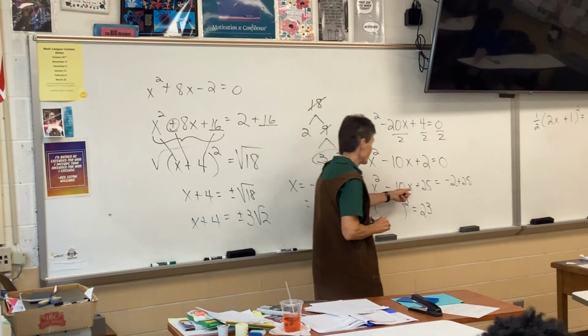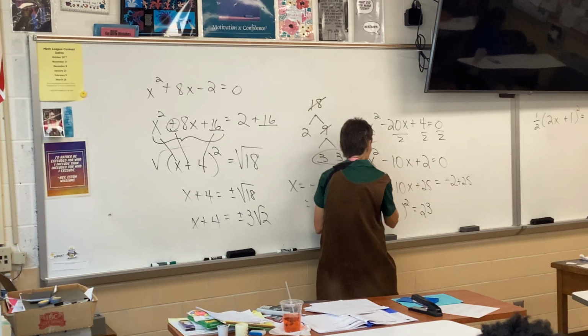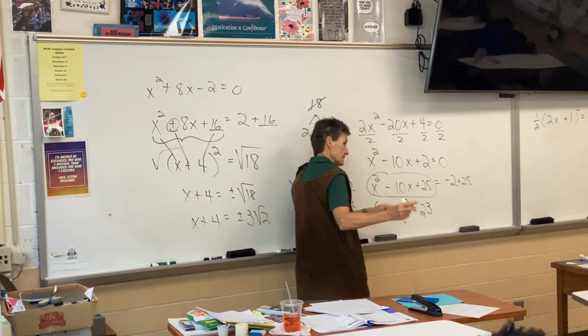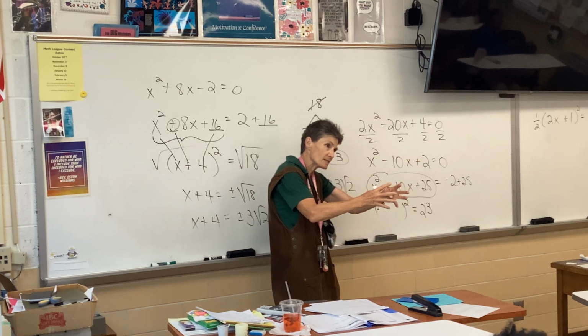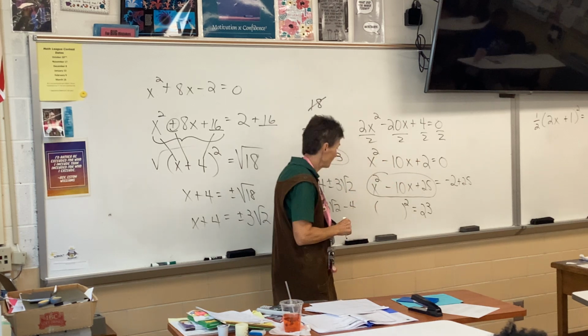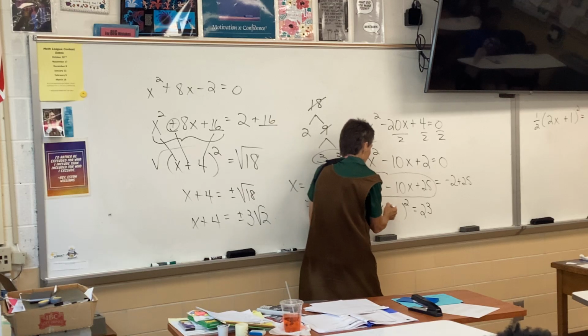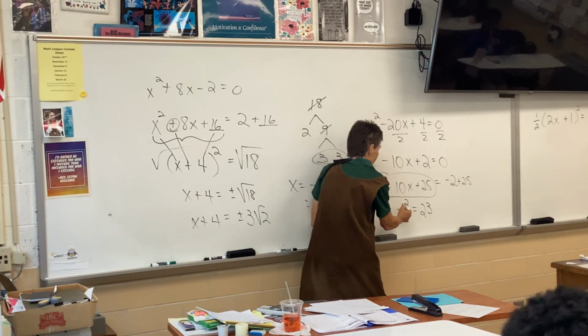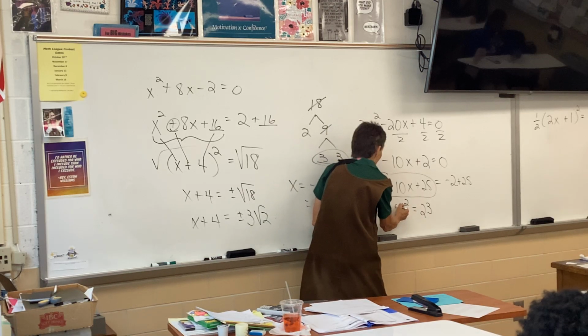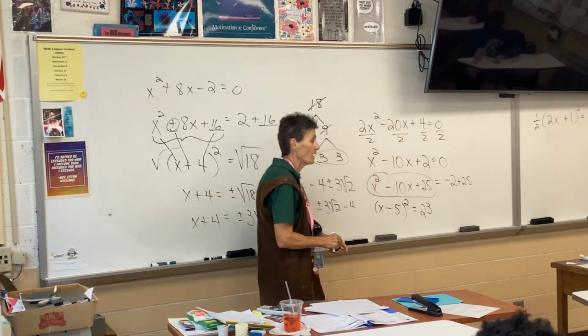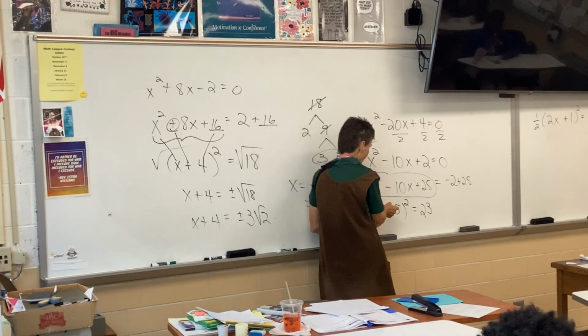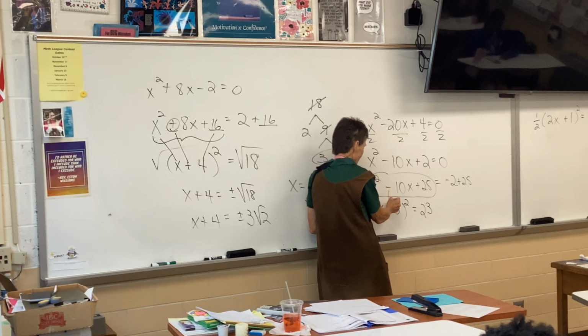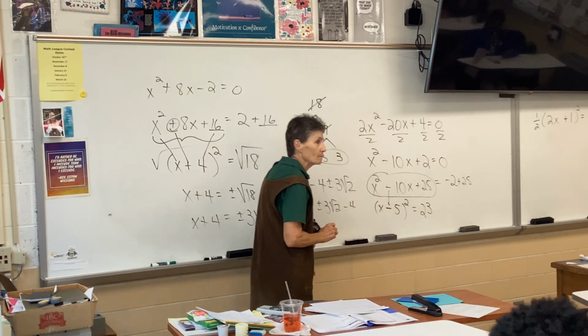Anybody have any idea what's going to go in the parentheses here? All of this gets condensed into a parentheses. What is it? X minus 5, perfect, x minus 5. Remember, that sign in your parentheses always matches that sign.